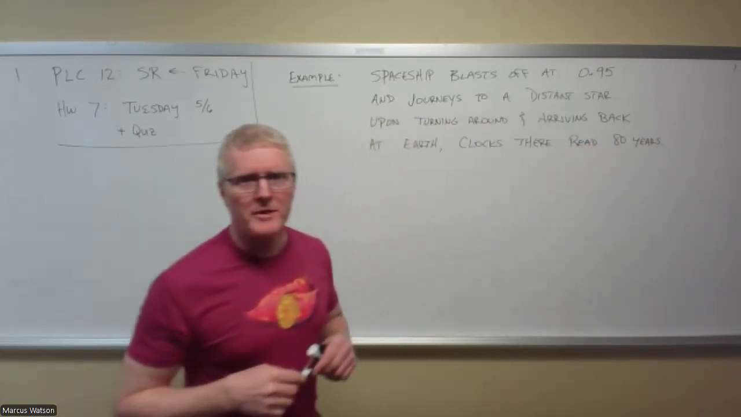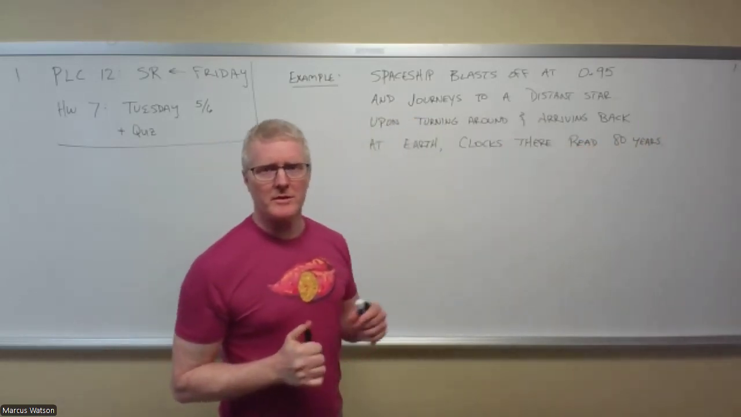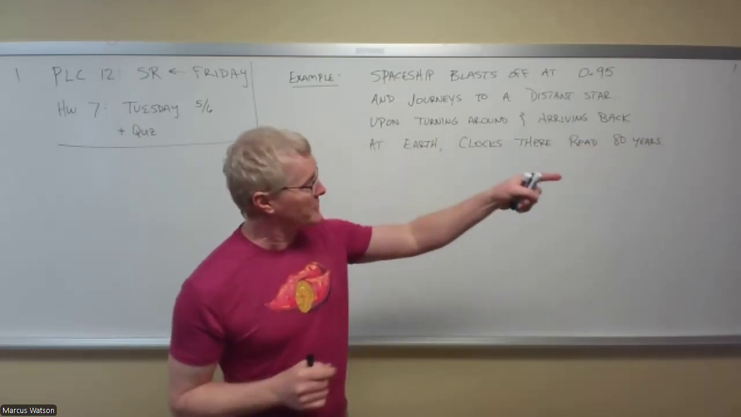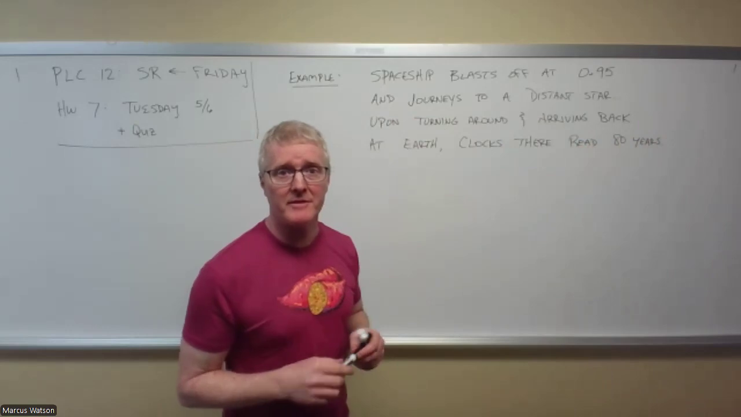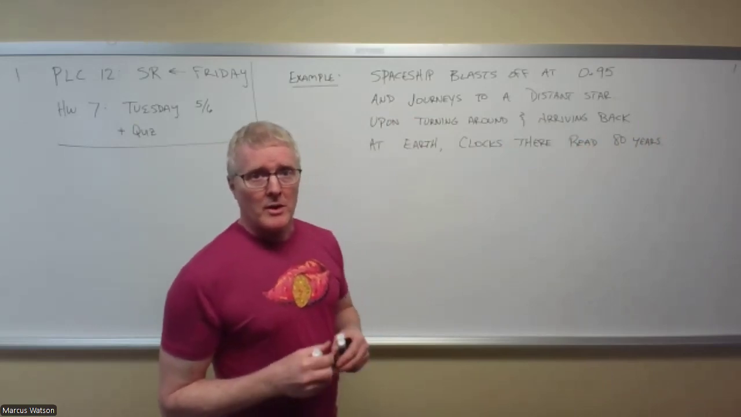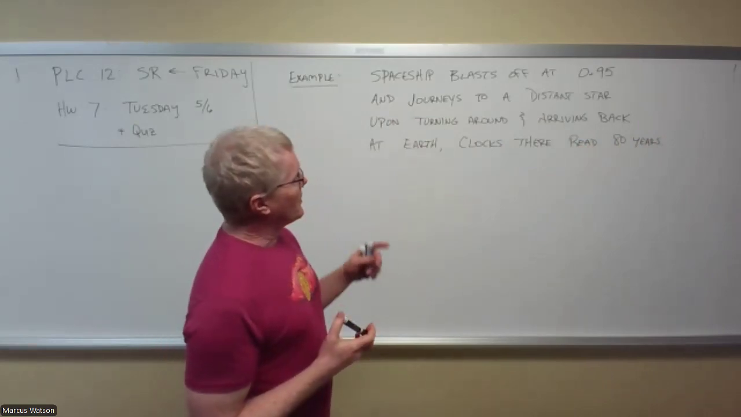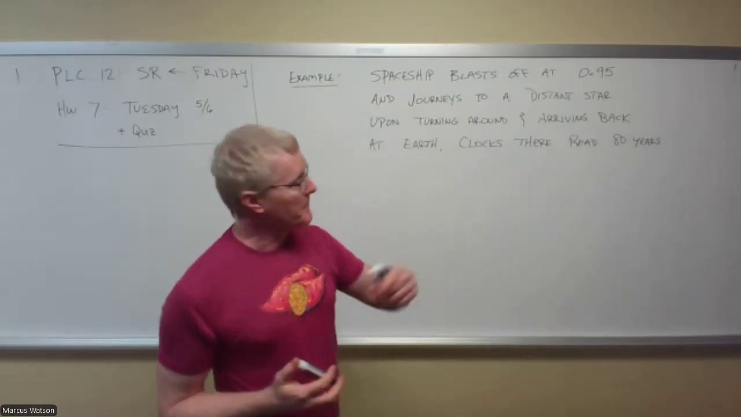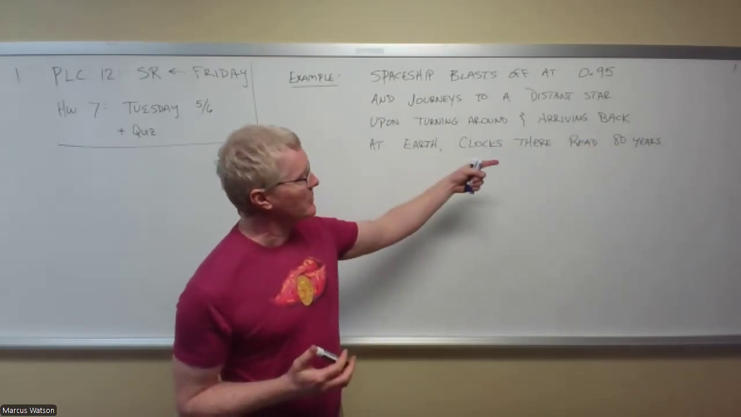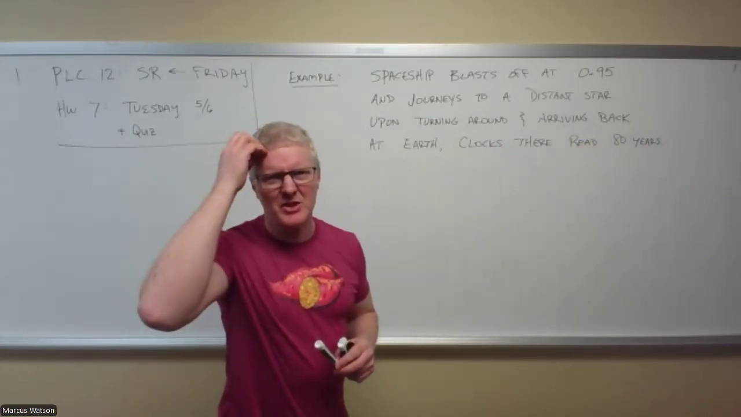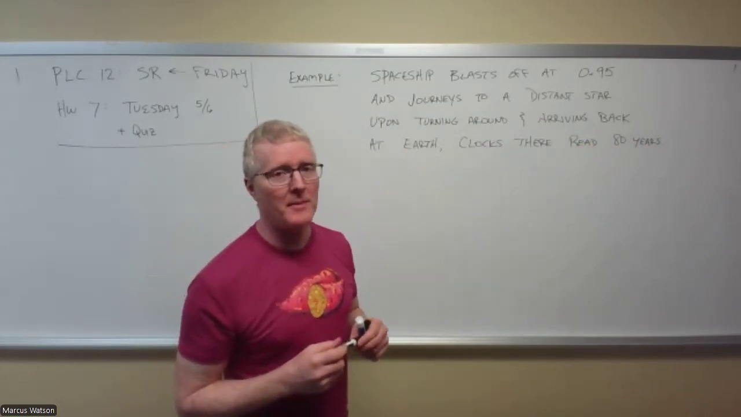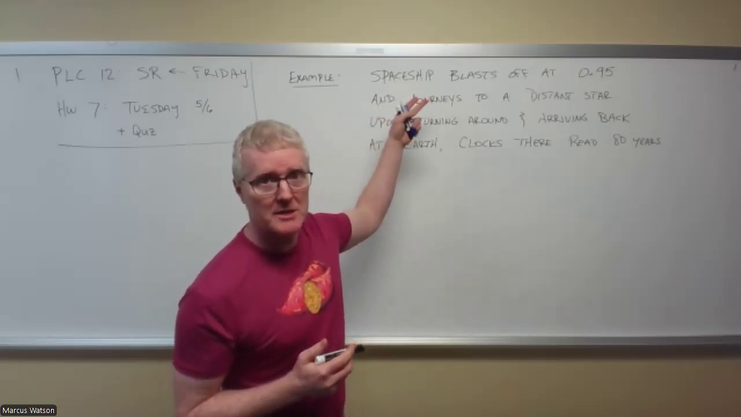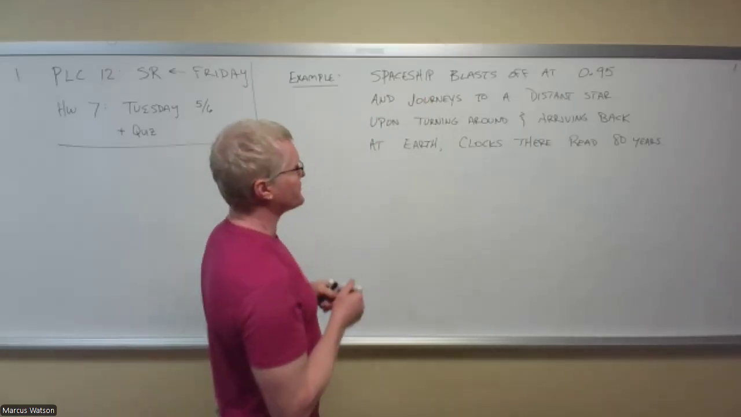All right, so we'll start with an example here where the spaceship blasts off from Earth, and it takes off towards a distant star, and it's going at 0.95. So when the spaceship turns around, comes back to Earth, the clocks here read 80 years. So question of how much time has elapsed on the spaceship clocks. Okay.